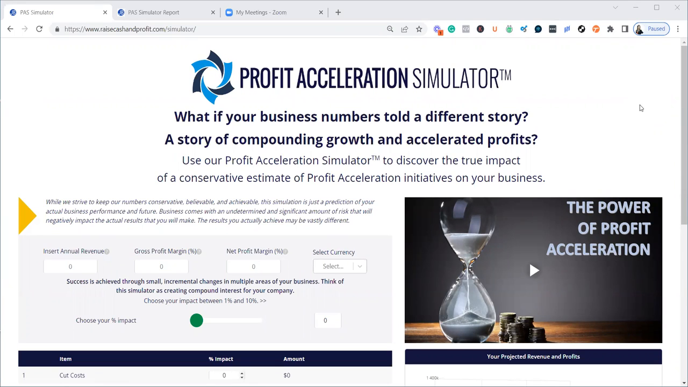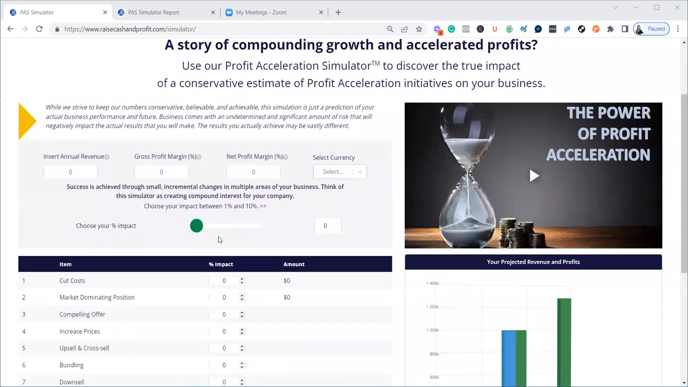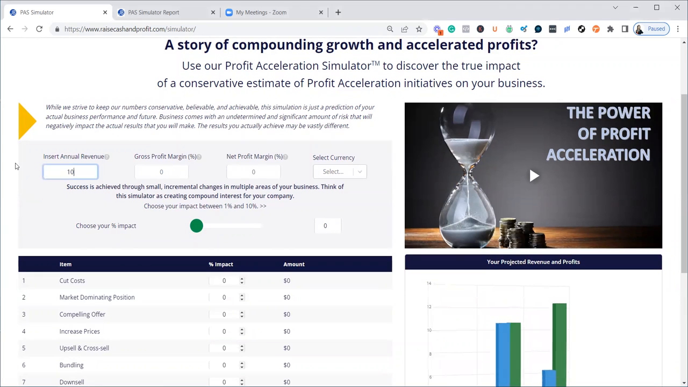When you come to this page, you will see the place to insert three numbers: your annual revenue, your gross profit margin, and your net profit margin. For the sake of this presentation, I will insert $1 million as annual revenue, 50% as gross profit margin, and 20% as net profit margin.